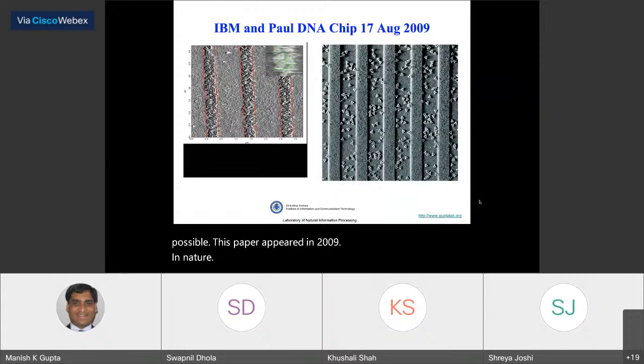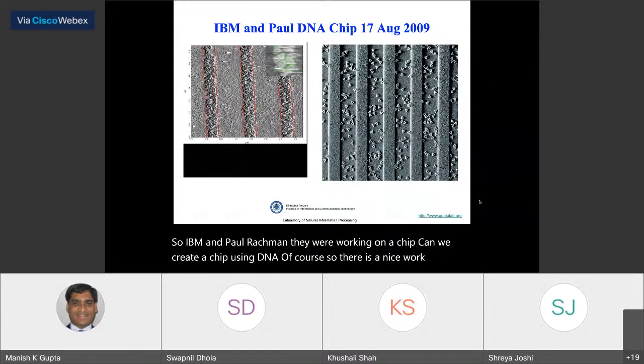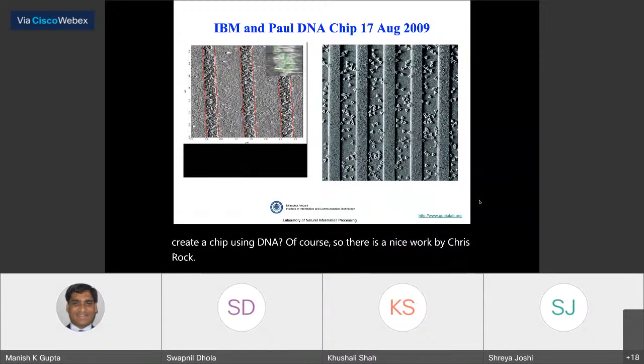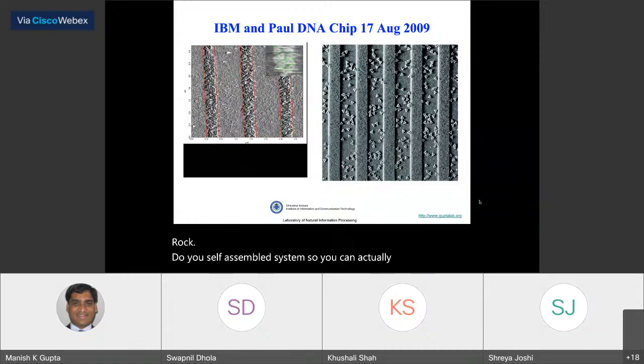IBM and Paul Ottman were working on a chip. Can we create a chip using DNA? Of course, there is a nice work by Chris Lawyer on DNA self-assembled systems, so you can actually look at those things as well.